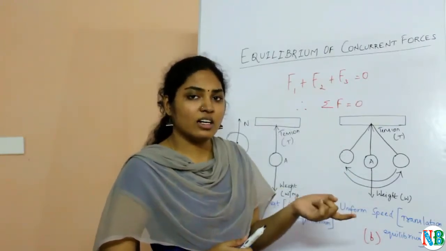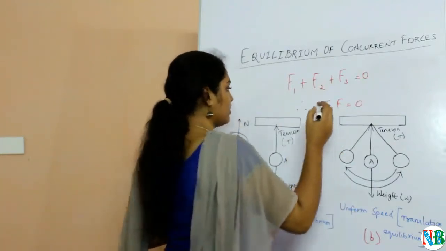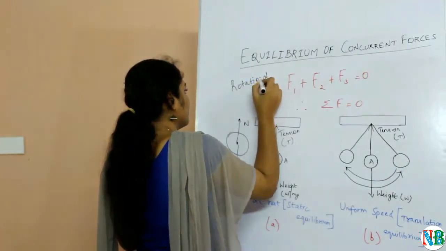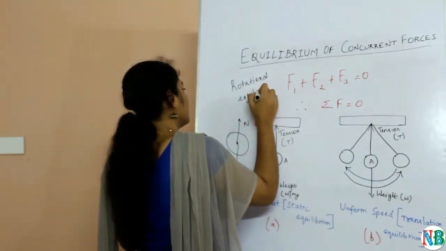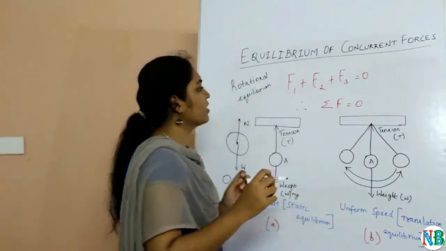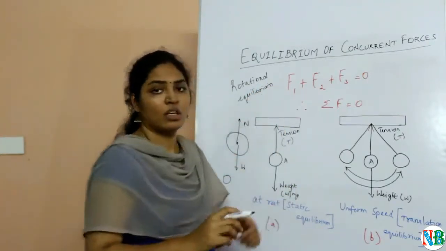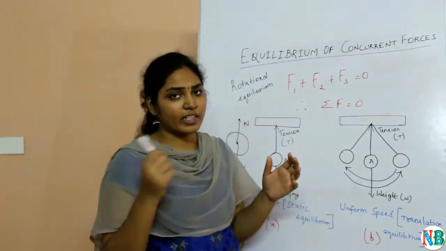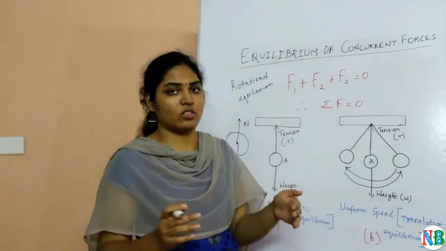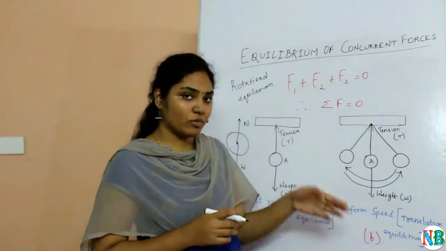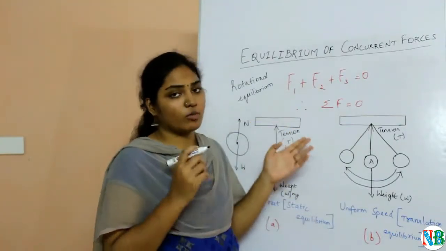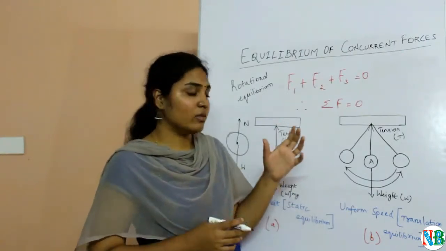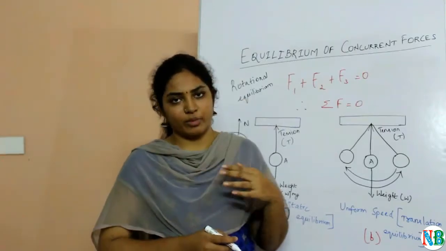There is another type of equilibrium, that is rotational equilibrium. In this case, the object will be moving or rotating with uniform angular velocity. Here we saw uniform speed; in this case, the object moves with uniform angular velocity. That case is called rotational equilibrium.